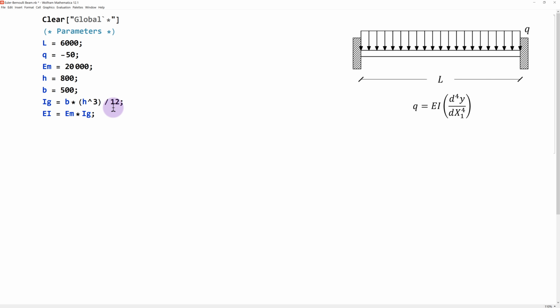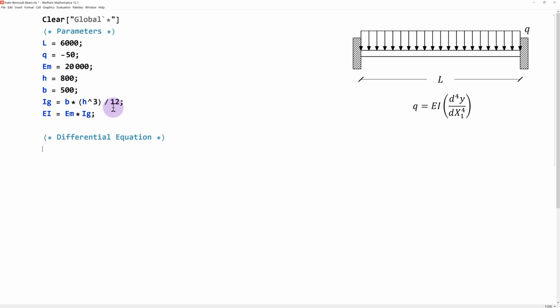Now, when we're dealing with Euler-Bernoulli beams, because of all the assumptions we made, we get a very nice differential equation, as you guys can see. Therefore, it's actually very easy to solve this differential equation, especially in Mathematica. So I'm going to create a new section right here, and I'm just going to call it differential equation, if I can spell, of course. Differential equation. In this section, we're going to solve this differential equation.